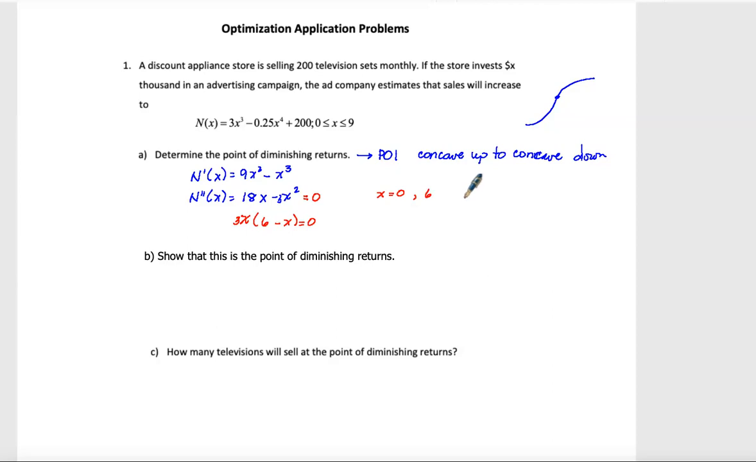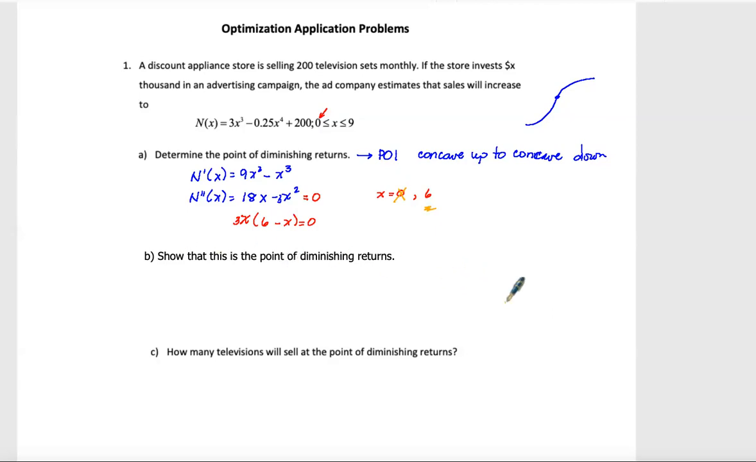Now, if you take a look, we have 2 points of inflection here. However, your lowest boundary here is equal to 0. So that means there is nothing to the left of 0. So 0 cannot be a point of inflection because we do not have any curve to the left of 0. So we don't have a change in concavity. So we can discard the 0 here and just use x equals 6. So the x value of the point of diminishing returns is equal to 6.